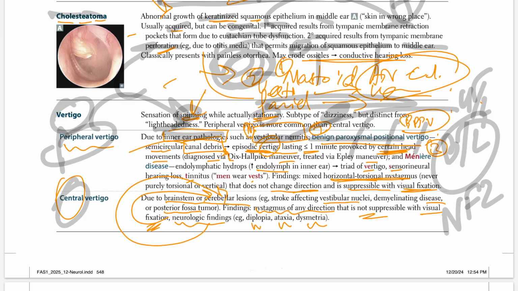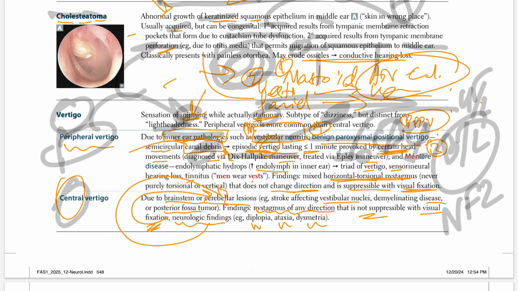positional vertigo, meaning, as the name suggests, you have positional vertigo. In certain positions, you're going to go into vertigo because there's canal debris which goes and blocks the canal, right? So certain positions will relieve that. You have a maneuver that you can do, which is known as the Dix-Hallpike, which will diagnose that there is debris in the semicircular canal, and you can have a maneuver called the Epley maneuver, which will treat this by removing the debris from the part that was causing the problem, right?